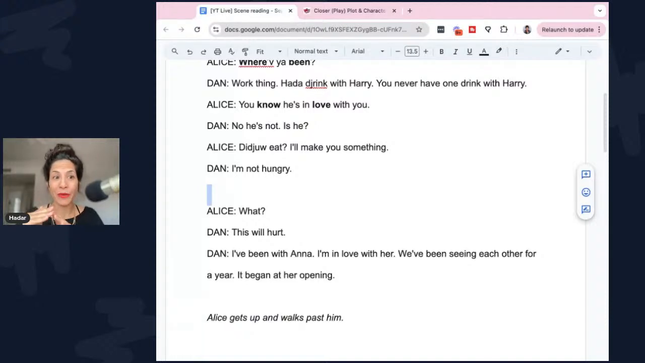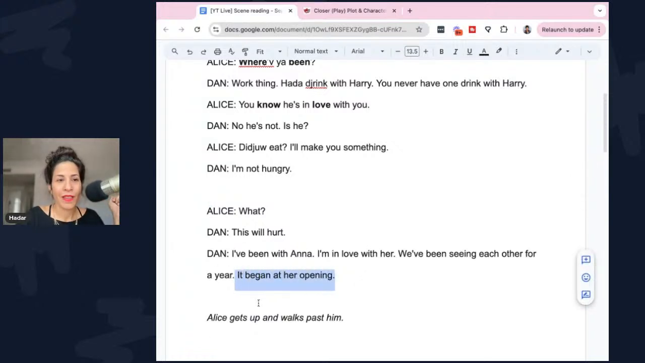But there is something more serious coming up. We've been seeing each other for a year. Okay? So he's kind of breaking the news to her step by step, not trying to overwhelm her. It began at her opening. Probably something happened there. When you read the play, you have more context. Something happened there, which makes it the most intense part of the sentence. So escalation, let's do it again together. I've been with Anna. I'm in love with her. We've been seeing each other for a year.